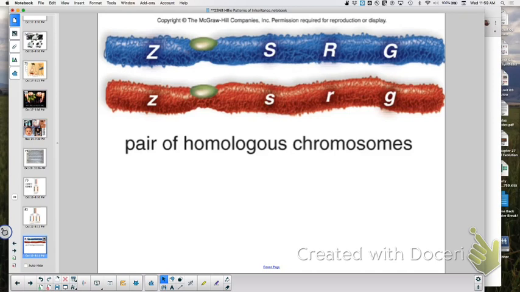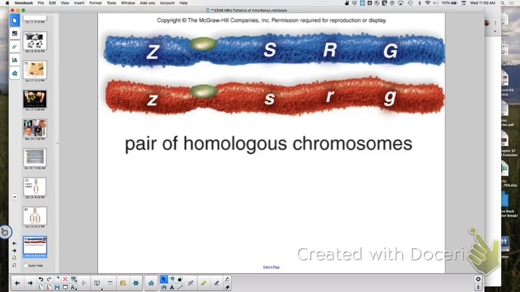What genes do you think are going to experience more crossing over? Z and G or R and G? And why? Tell that to your bio buddy. Z and G or R and G? Where would you expect to have more crossing over events to break up the linkage? Z with R or Z with G? What do you think? Give me your gut reaction.